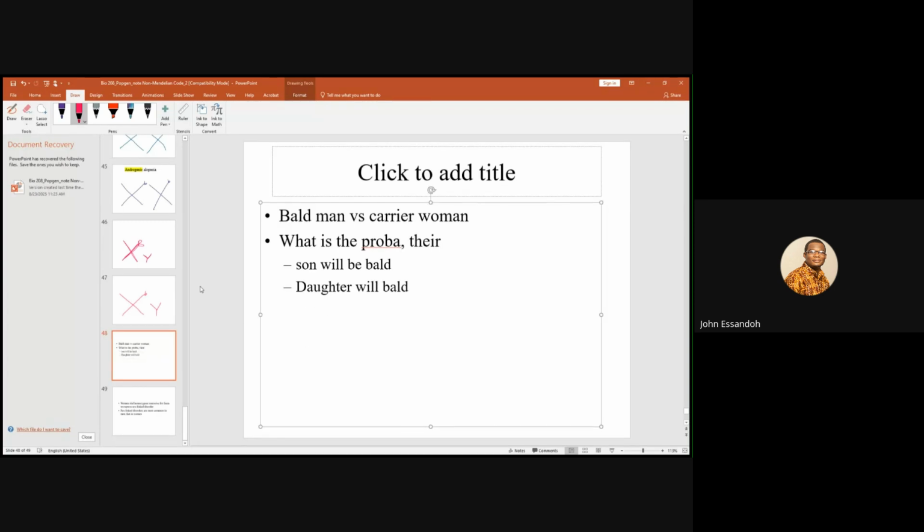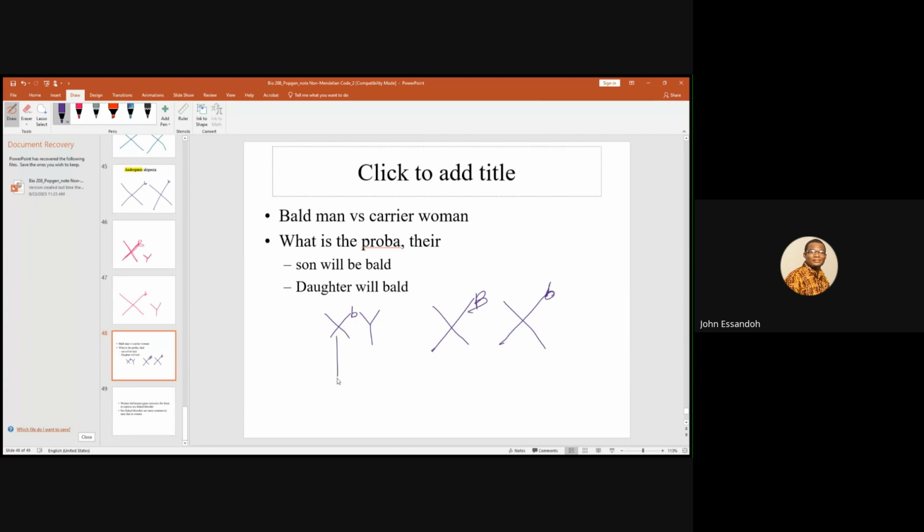Now, if I pick my marker here, we say that the man is bald. So the man is bald means that he is this, bald, crossing, and then this is my Y. So this is the man. He married a carrier woman, so the woman is this: one normal, one bald. So this is the sex linkage. What you do is indicate the sexes as well as the alleles, that's for sex linkage.